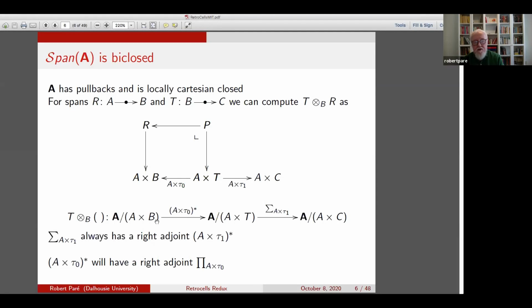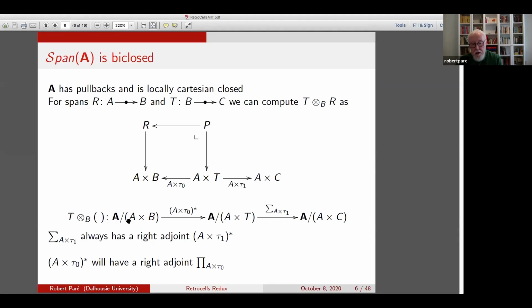If you have a span from A to B, that's the same thing as an object over A cross B, R over A cross B. And then to compose them, you pull back along the T0, that's the projection from T to B. So A cross T0, you pull back, and then you compose here with A cross T1, tau 1. Now you have something P over A cross C, and that's the composite. So composing with T can be written like this.